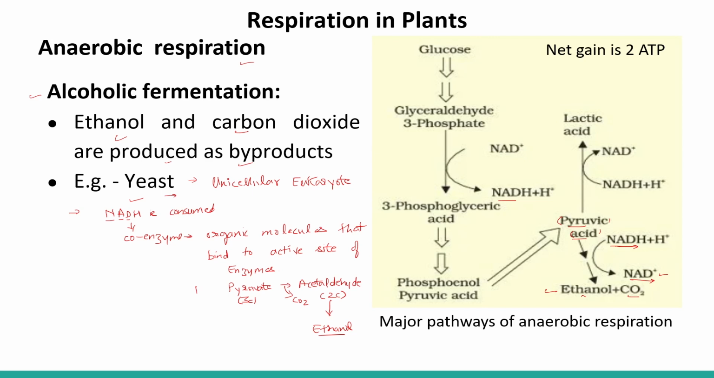Here you can see the net gain I have written is 2 ATP only. Why? Because in glycolysis, what happened? 2 ATP were synthesized during glycolysis. We've already seen the net outcome of glycolysis: 2 ATP were generated. But what is happening in alcoholic fermentation? 2 NADH are being utilized. So what should be the outcome? The outcome should be only 2 ATP.